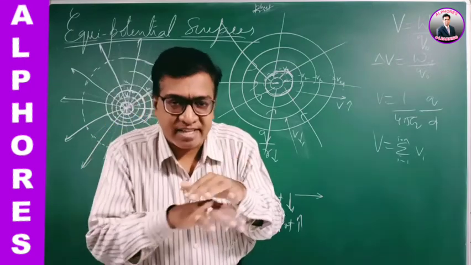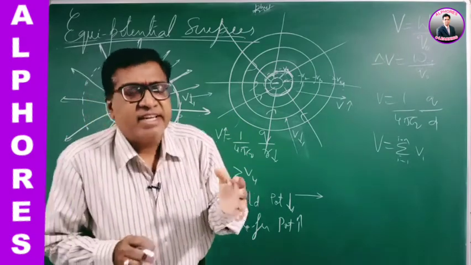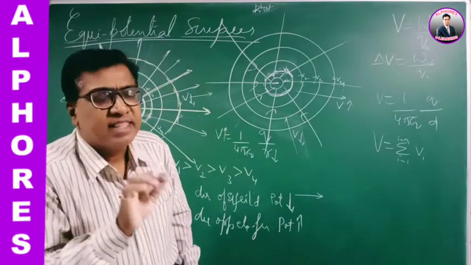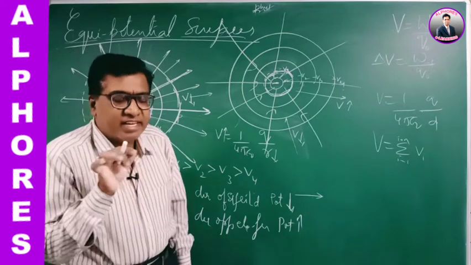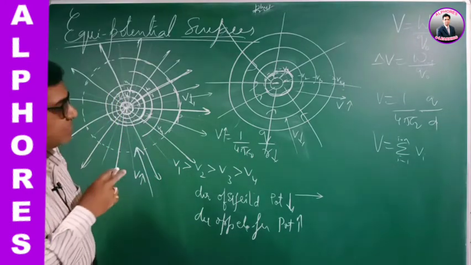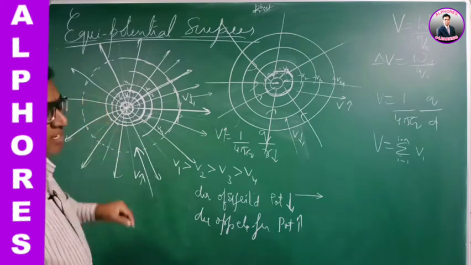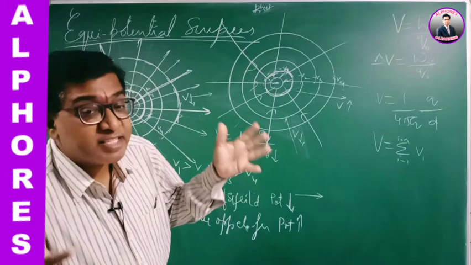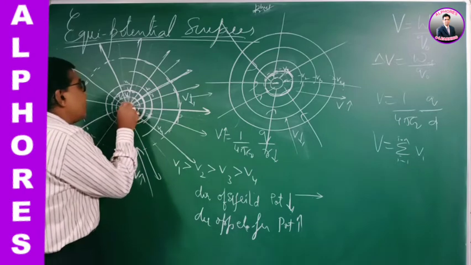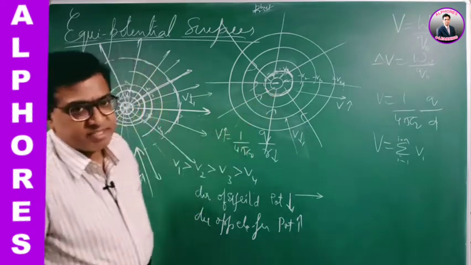An equipotential surface is a surface at which all the points are at the same potential, or it is a surface where, when a charge is moved from one point to another on the surface, the work done is zero. Such a surface is termed an equipotential surface. For a point charge, the equipotential surfaces are a family of concentric spheres. Different spheres have different potentials, but all the points on a sphere are at the same potential. For a negative charge, the equipotential surfaces are like this.